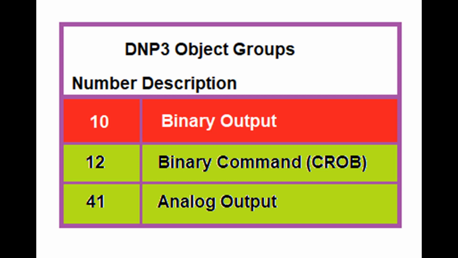When DNP3 was first designed in the 1990s, both object groups 10 and 12 could have been used to issue controls. The structure of object group 10 was determined to lack security and flexibility, so its use for issuing outputs was deprecated. It is used only as an input point.